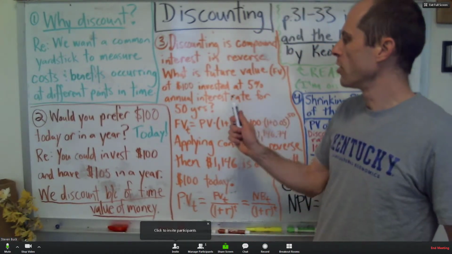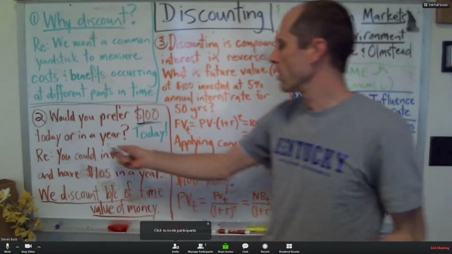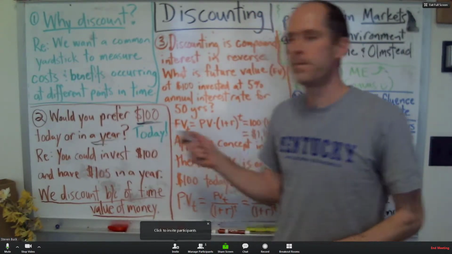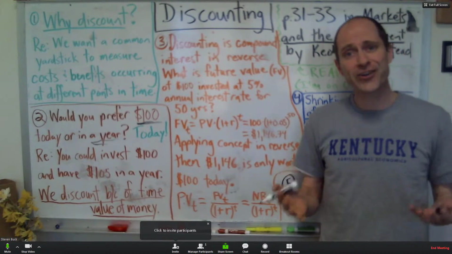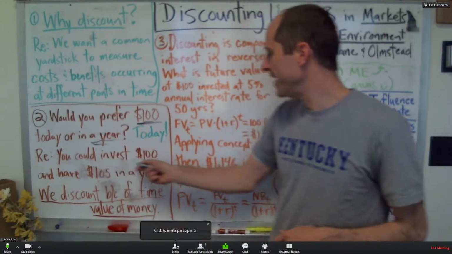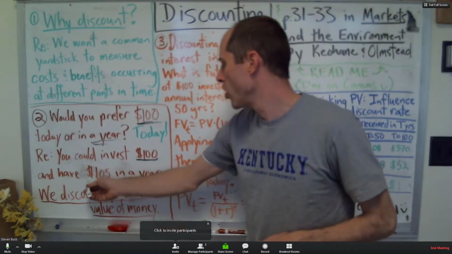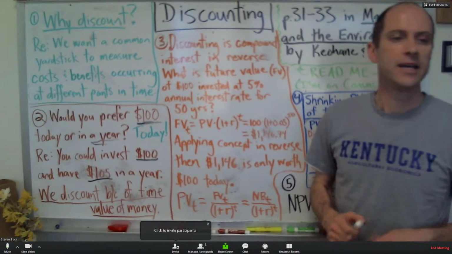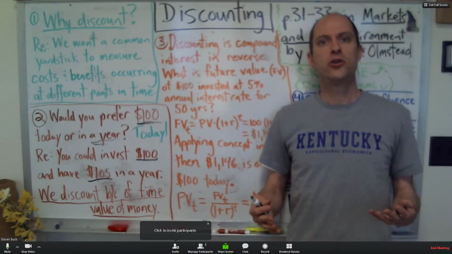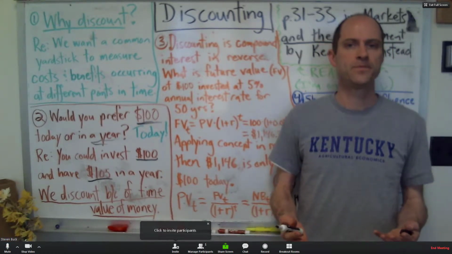If that's not a satisfying answer to you, let's ask another question. Would you prefer $100 today or in a year? If you're smart, I'd argue you'd say today. Why? You could invest that $100 and have $105 in a year, assuming you put it in an investment that had a return of 5%.